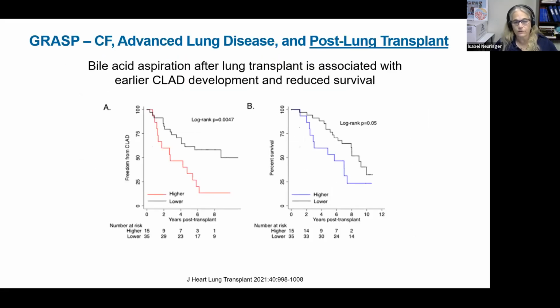In this recent study by Urso and colleagues, they found that bile acid aspiration after lung transplant is associated with earlier CLAD development and reduced survival. These two lines, this line shows a lower level of bile acids and the red line a higher level of bile acids. As you can see, those who have lower levels of bile acids in the lungs have better freedom from chronic lung allograft dysfunction. Similarly, on the right, those who had lower levels of bile acids also had improved survival. There also was an increased rate of infections in those patients who had higher levels of bile acids in the lungs.